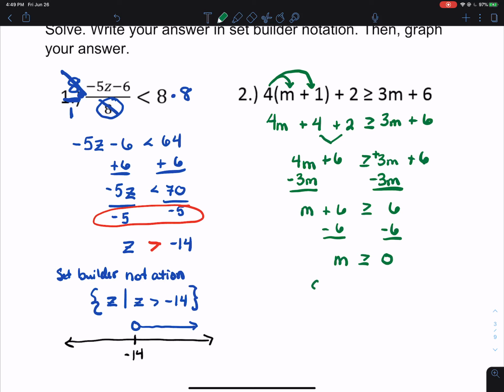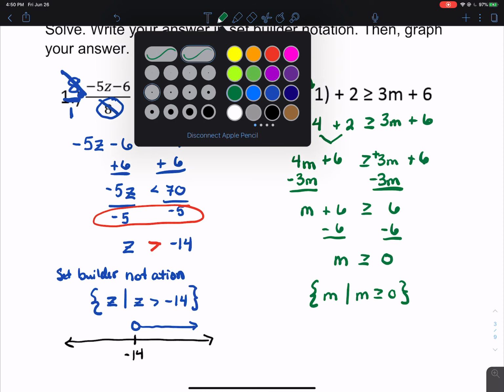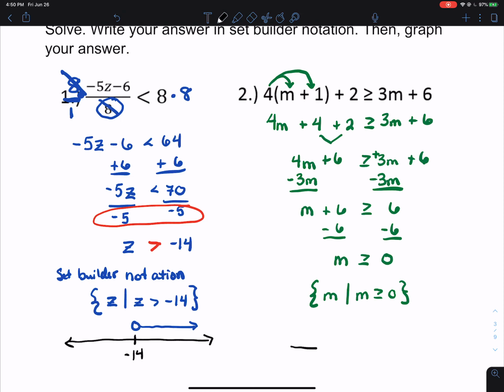To write this in set builder notation, I open with a bracket, write m such that m is greater than or equal to 0. When I draw this on my number line, because m is compared to 0, I have to have 0 on my number line. It's greater than or equal to, so because I have that equal to line, I have a closed circle, and that greater than tells me I want numbers bigger than 0, or to the right of 0.